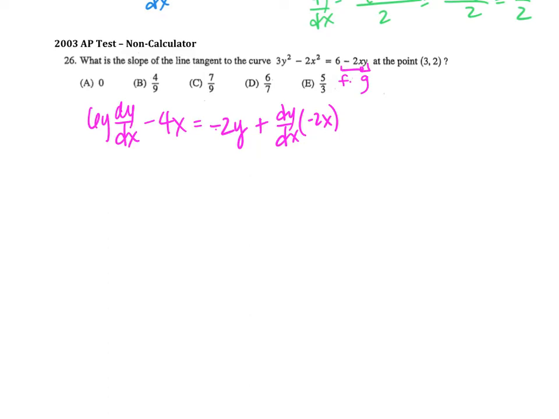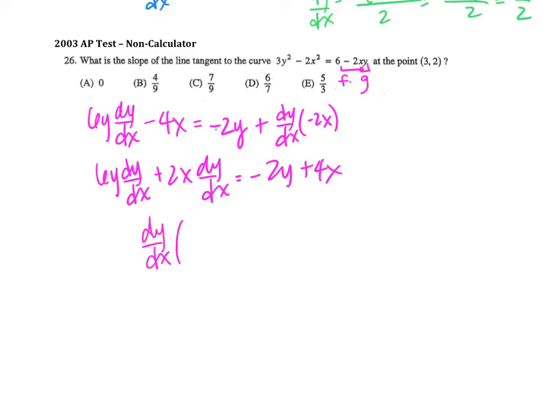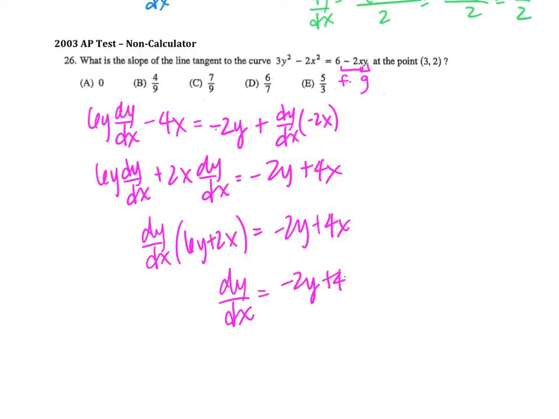I'm going to go ahead and get dy/dx by itself first. So I've got 6y dy/dx. I'm going to add this quantity over since it's negative, so I'm going to say plus 2x dy/dx equals negative 2y. I'm going to add over that 4x. I'm going to factor out a dy/dx, leaving me with 6y plus 2x equals negative 2y plus 4x. Final answer, dy/dx equals negative 2y plus 4x all over 6y plus 2x.